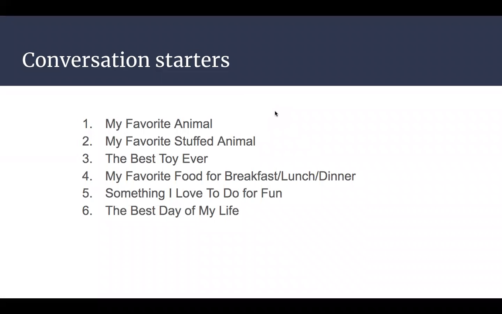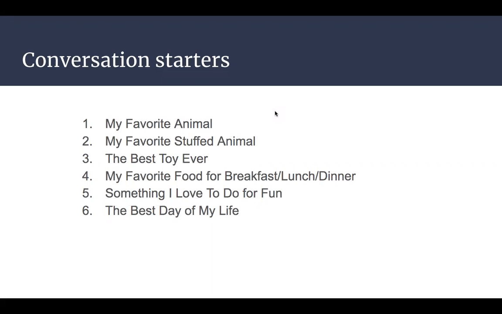If you had one favorite stuffed animal when you were a little kid, what has been your best toy ever? So right now it's going to be like remembering some things about your childhood. What has been your best toy ever? That toy that you got and you were super happy and excited to have it in your hands.